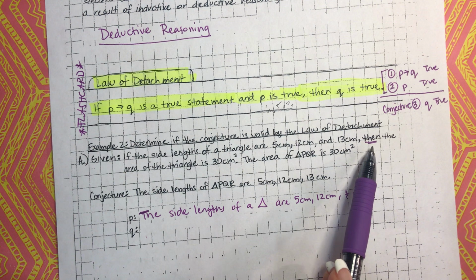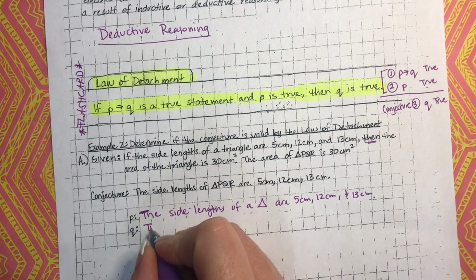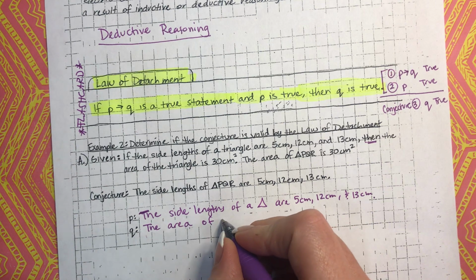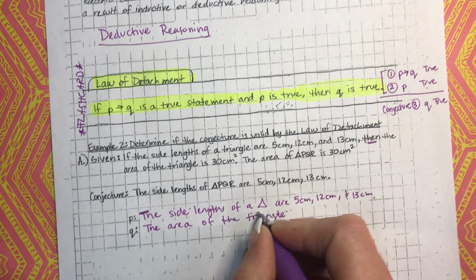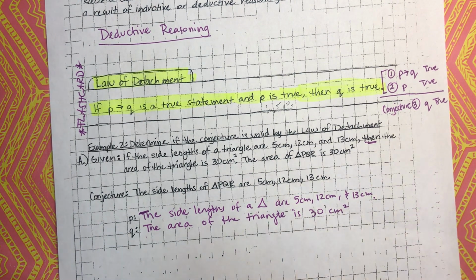So, okay, we're not going to use the word then, but we would say the area of the triangle is 30 centimeters squared. Okay, perfect.